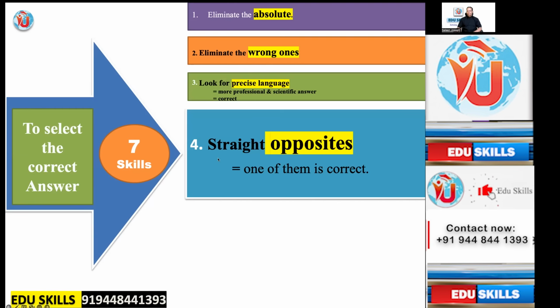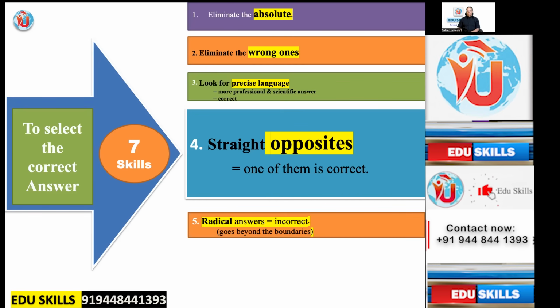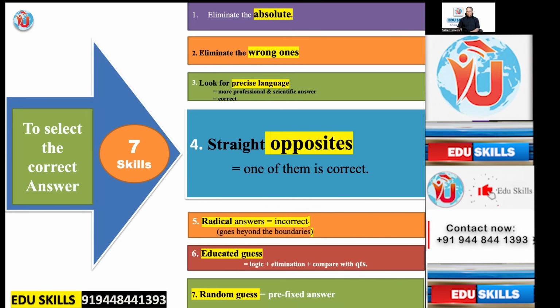Now we are concerned with this fourth one, straight opposites. When there are straight opposites in the answer, one of them is correct. And if you're a beginner, definitely you have to go into the detailed analysis and learning of the text and all the answer options. But you can definitely look into this aspect, then understand this particular method, how to approach the question. Then you can go into the detailed analysis. Radical answers, incorrect, educated guess, and all those things we have.